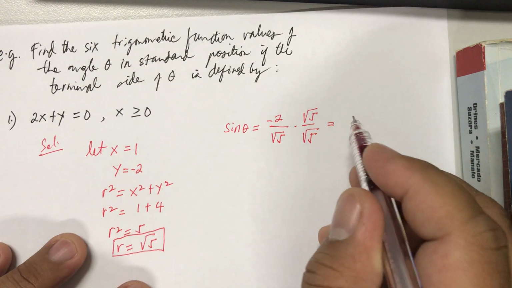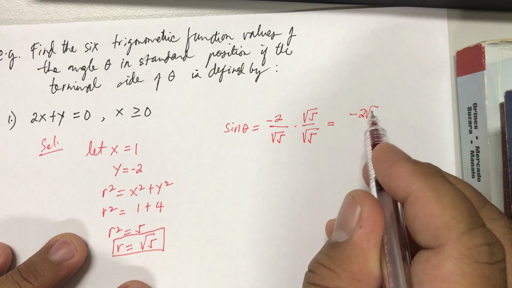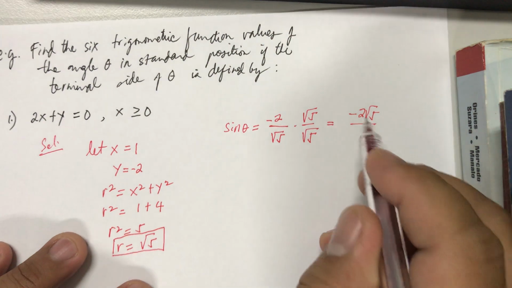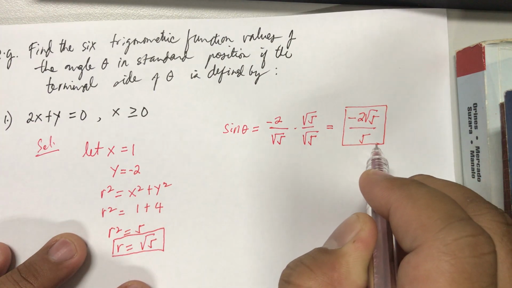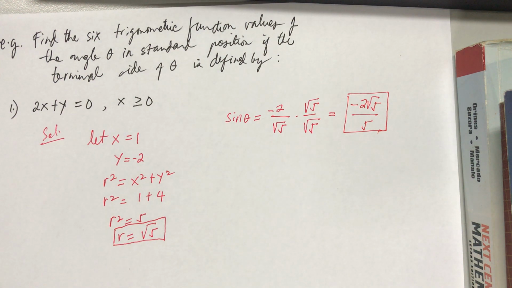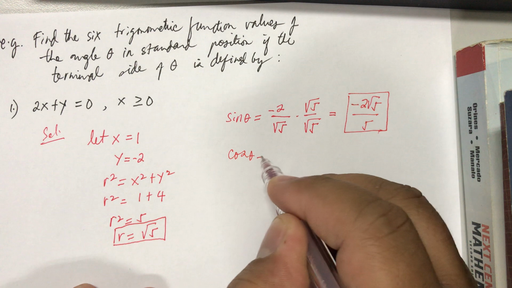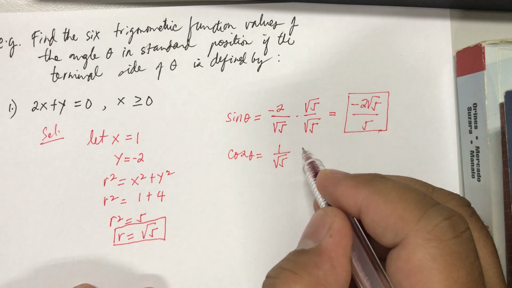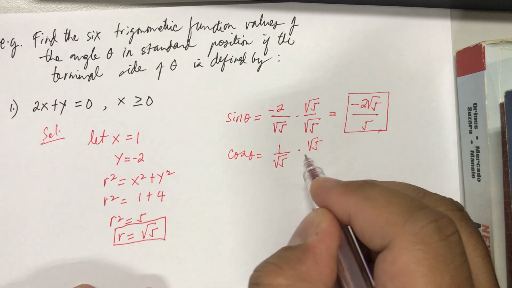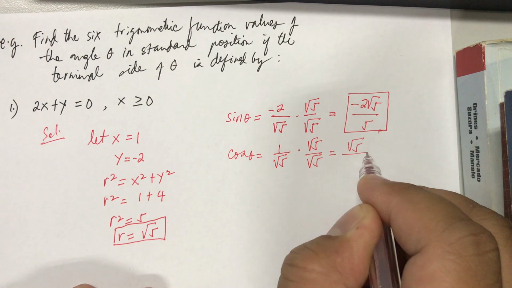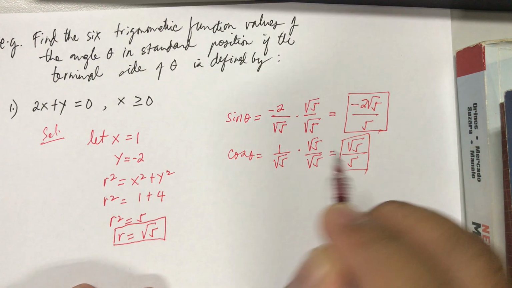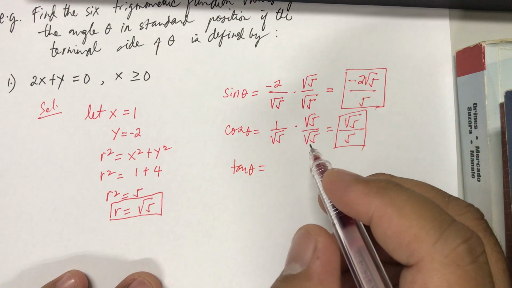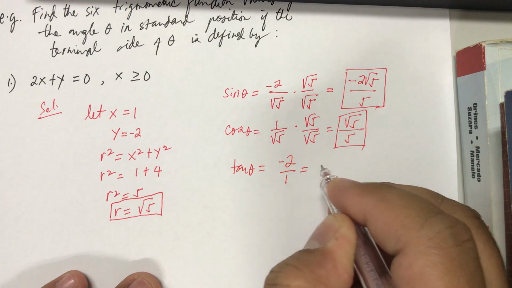So negative 2 square root of 5, the product of negative 2 and square root of 5 is negative 2 square root of 5 over the square root of 25, which is 5. This is the answer. Next, cosine theta. Cosine theta is x over r. So that's 1 over square root of 5. Rationalizing the denominator by multiplying the expression by square root of 5 over square root of 5. So you have square root of 5 over 5. Next, tangent theta. Tangent theta is y over x. So that's negative 2 over 1, which is negative 2.